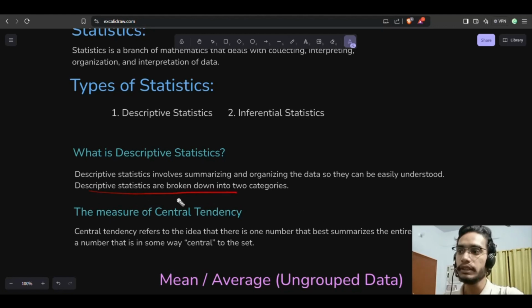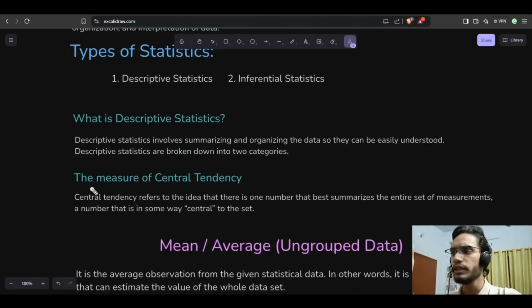And descriptive statistics is broken down into two categories. The first one is the measure of central tendency, and the second one is the measure of spread, or the measure of dispersion, right? So these are the two categories of descriptive statistics. We'll get to know them one by one. First of all, we start off with the measure of central tendency. Now, what is the measure of central tendency?